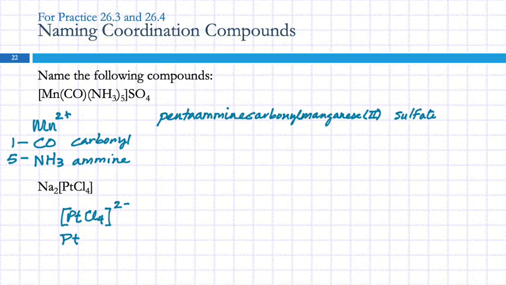+3? +4? +2, I'm sorry. Yes, +2. Because we have 4 negatives here, and so if this is +2, then those will add up to be -2. And then we've got chlorides, and there's 4 of those.